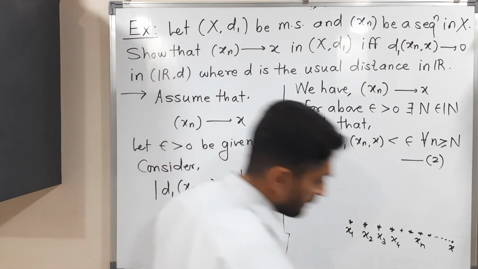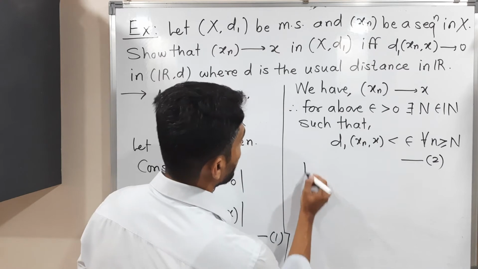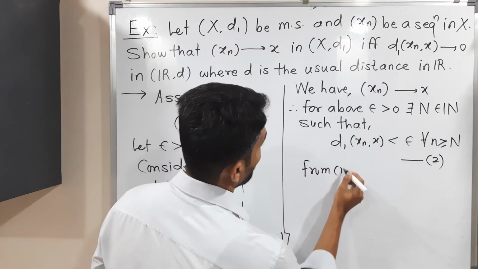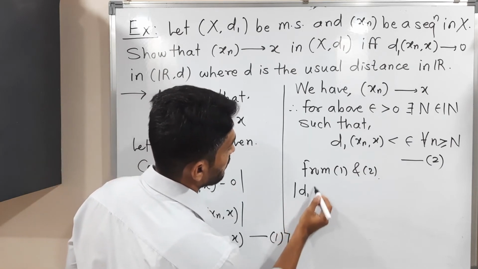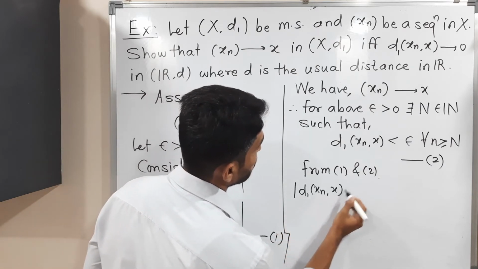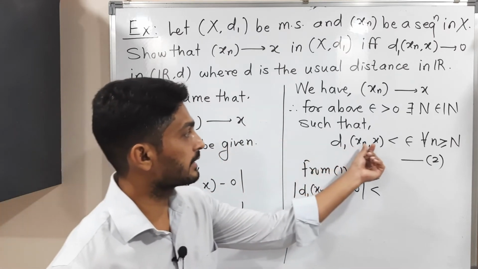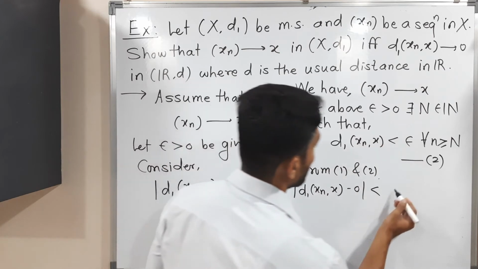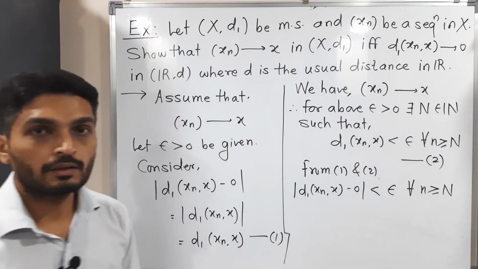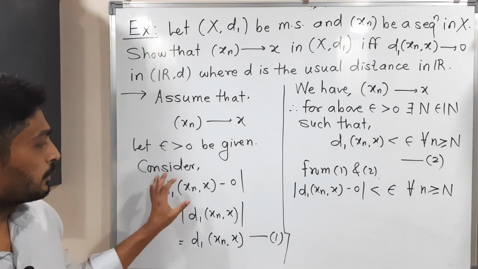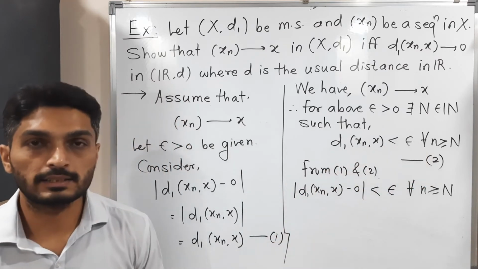So from 1 and 2, let me remove this diagram, it is not required now. See, from 1 and 2, what will you get if I combine? So here mod D1 of Xn, X minus 0, that is D1 of Xn, X, and D1 of Xn, X less than epsilon. So this is less than epsilon for all n greater than or equal to capital N. Getting the point? So that means we use A is equal to B and B less than C, so A less than C, this thing we got.